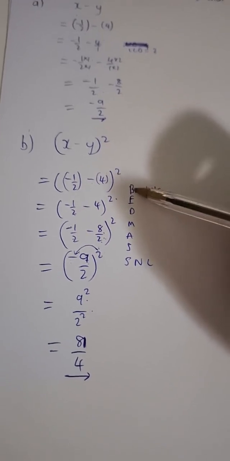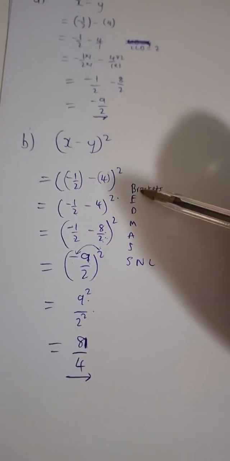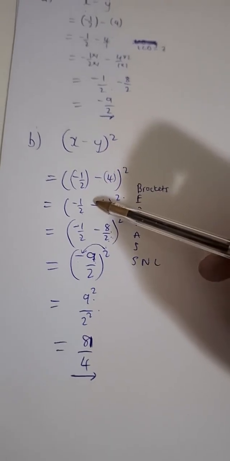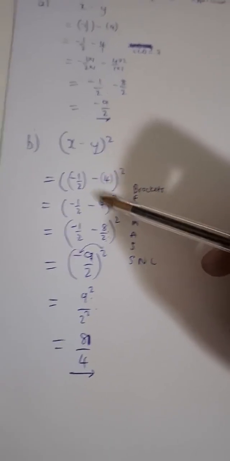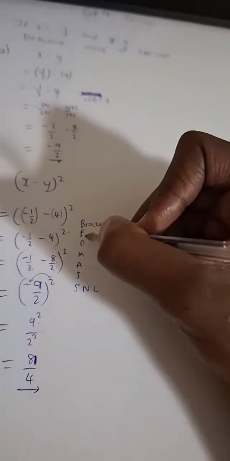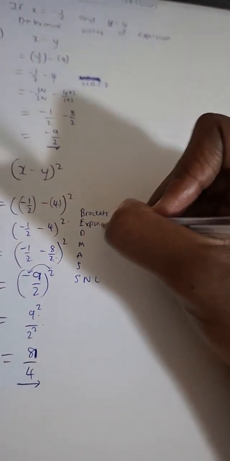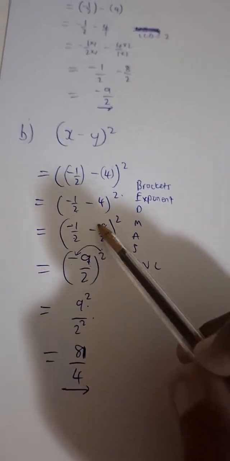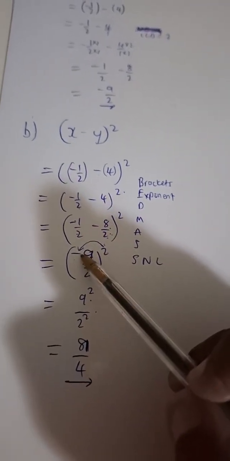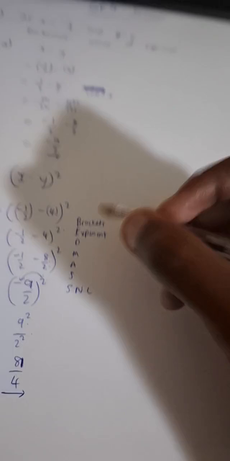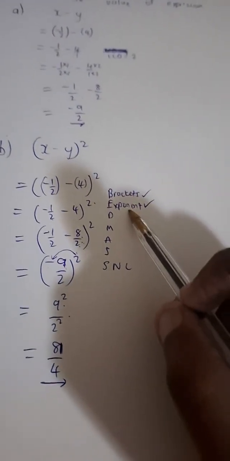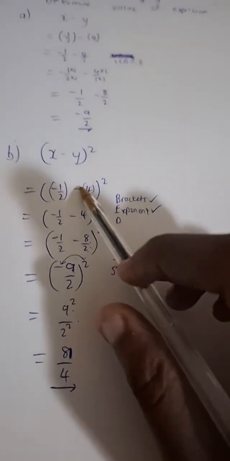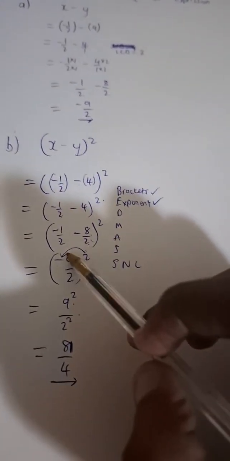BEDMAS is important. You first look at your bracket and check, can you do anything inside that bracket? If you can, simplify it. Then you move on to your exponent. So you can see after the subtraction of the fraction inside, when we got negative 9 over 2, we could do the next step after the bracket, which is to apply the what? The exponent. Bracket, what do? Subtract the fractions. So we did that.